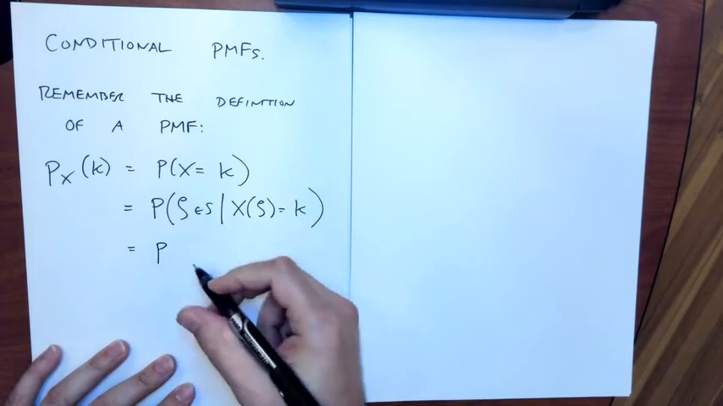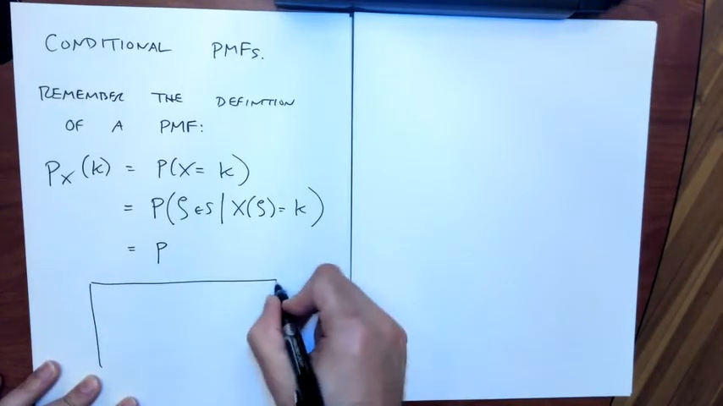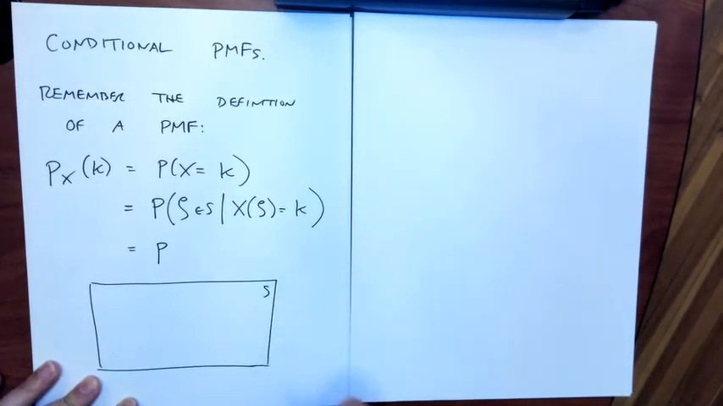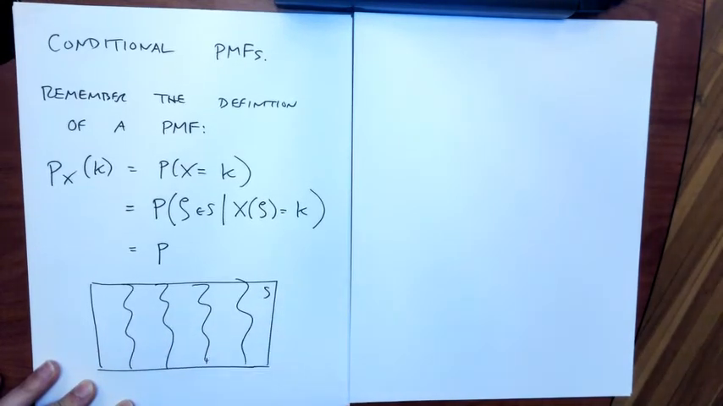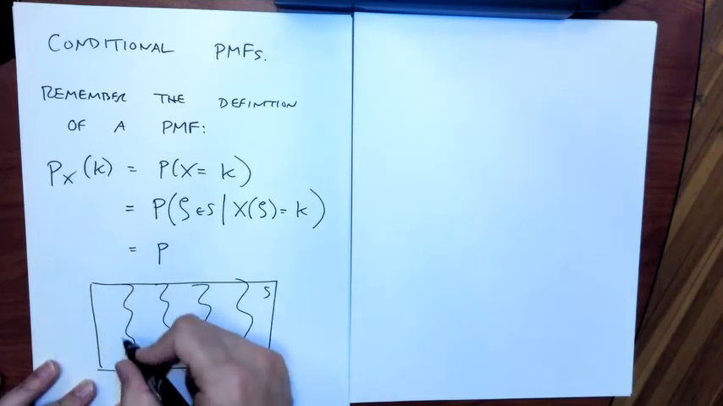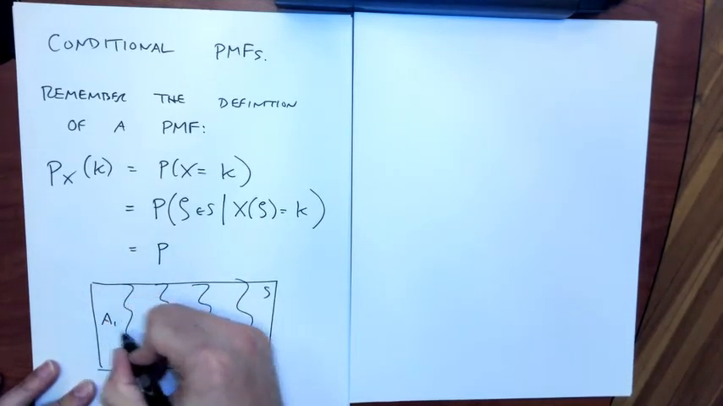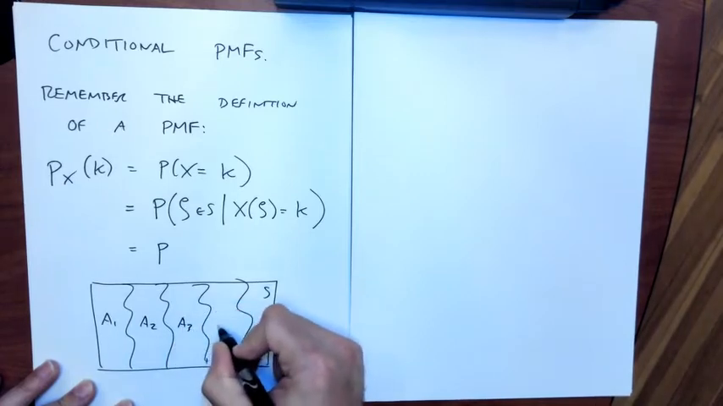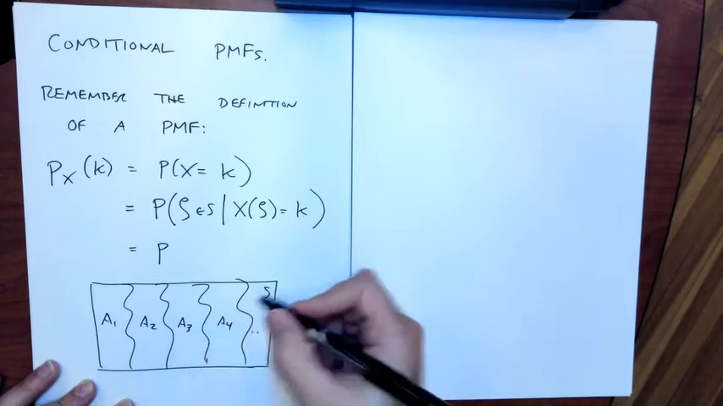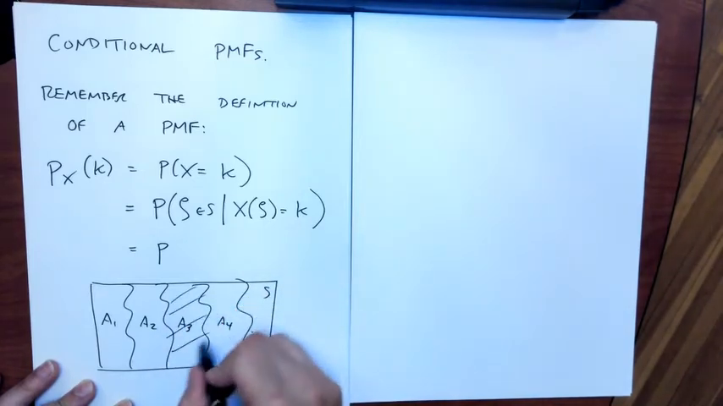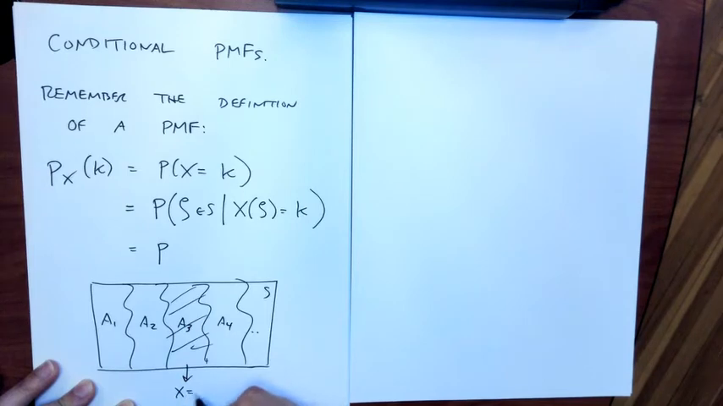Or to think about it another way, I've got the sample space for my original experiment, and then I've got a partition of the sample space into pieces. For example, maybe this is the one that maps to the random variable x equals k. So it's like saying I'm just looking at the total probability of all the stuff that maps to k, okay?